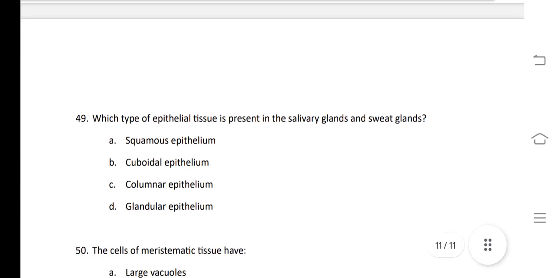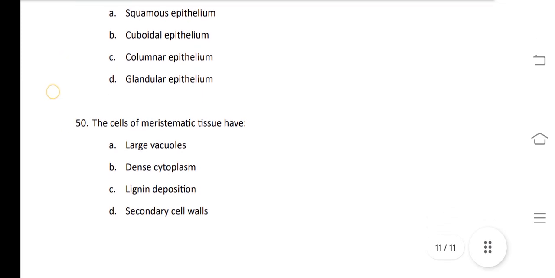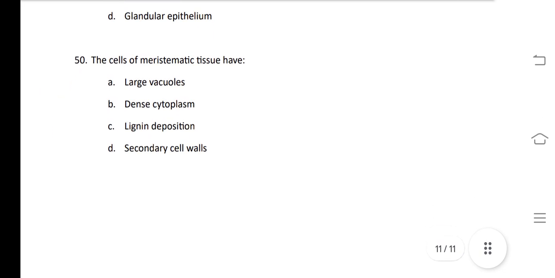Our next question is, which type of epithelial tissue is present in the salivary gland and sweat gland? That is glandular epithelium. Our next question is, the cells of meristematic tissues will have dense cytoplasm.